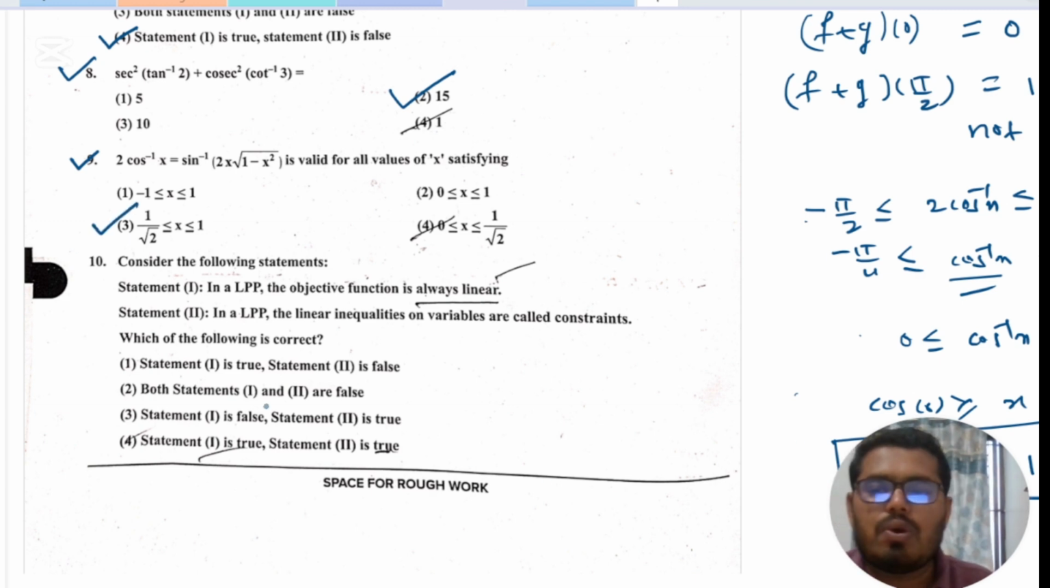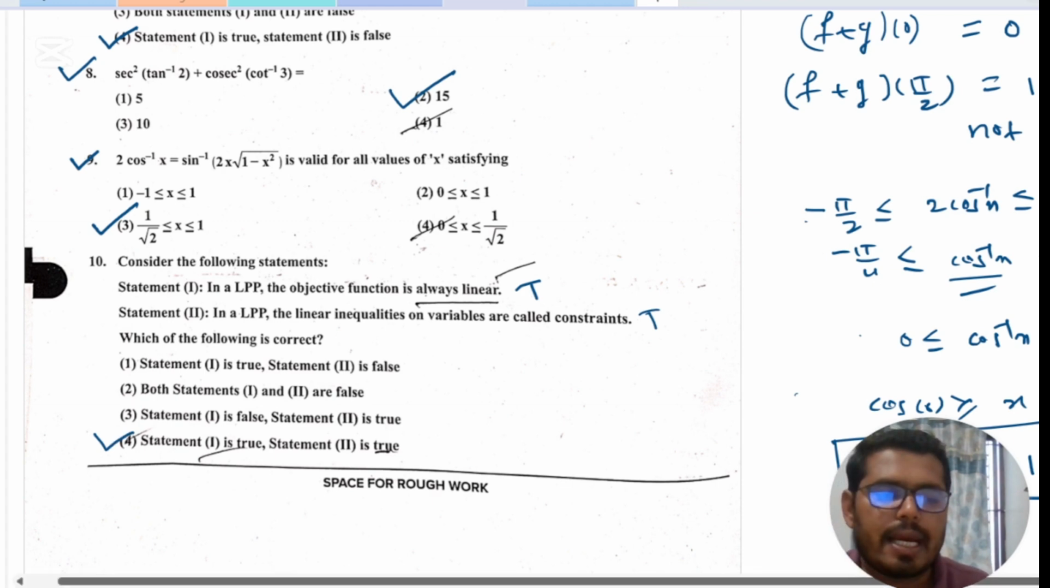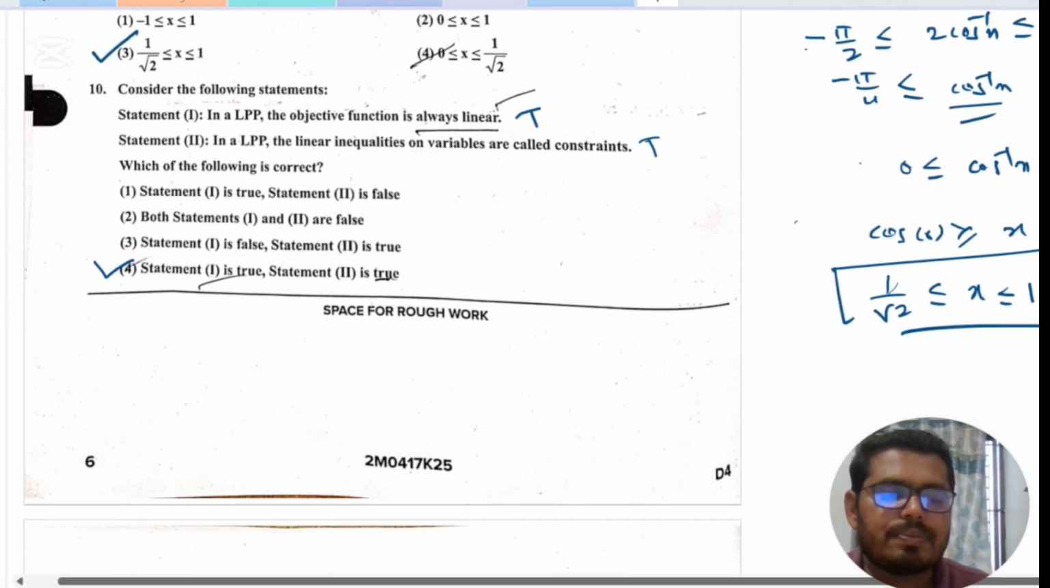Next, question number 10. Consider the following statements. Statement 1: in an LPP, the objective function is always linear. That is a true statement. And statement 2: in an LPP, the linear inequalities on variables are called constraints. Yes, the linear inequalities on variables are called constraints. Therefore, both statements 1 and 2 are true. This means option number 4 is the correct option.